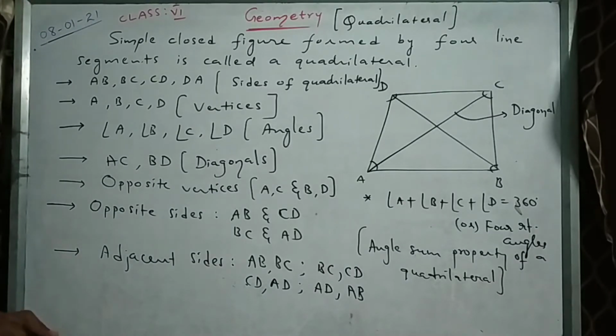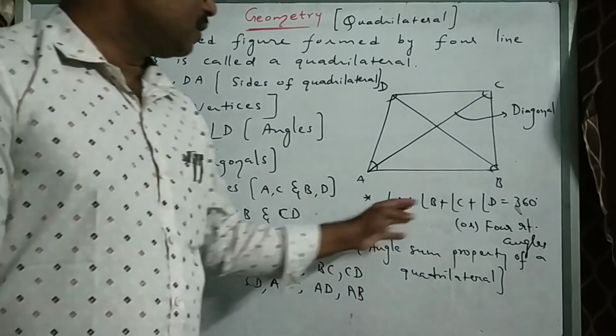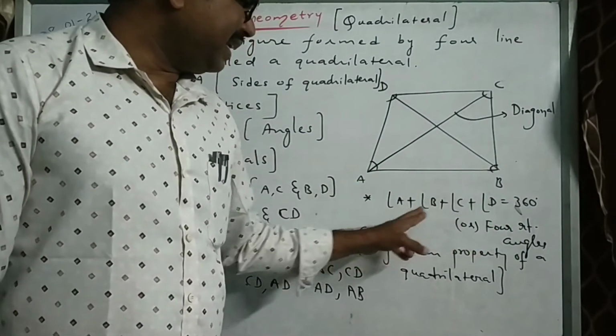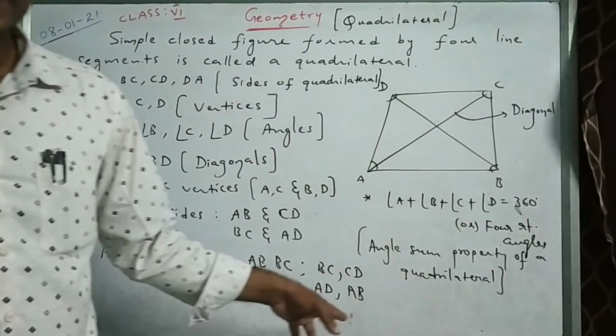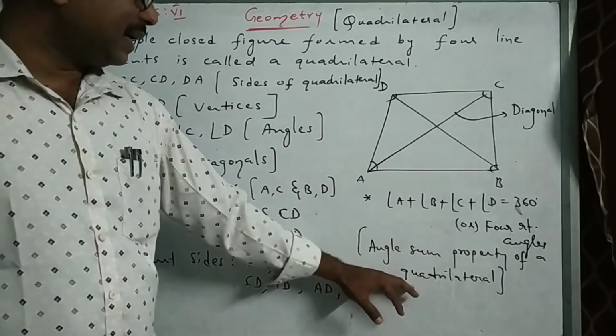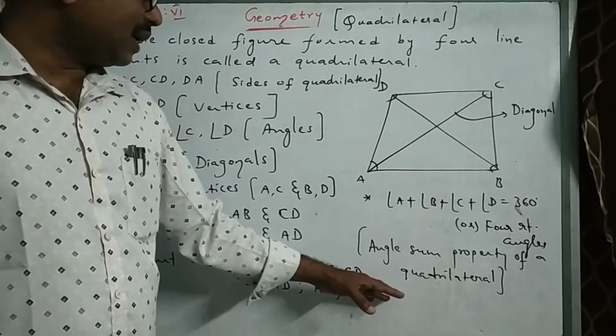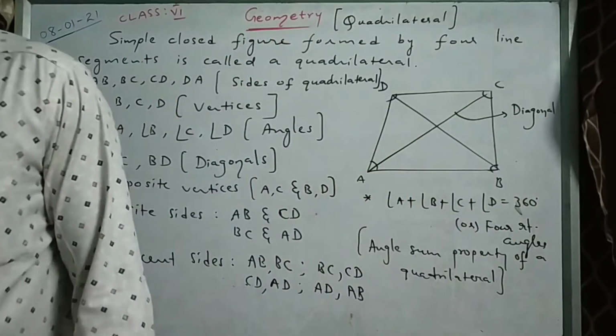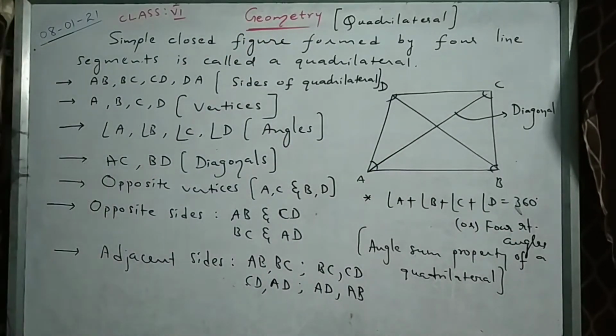So this is about quadrilateral, right? We use this concept, very important. Like the angle sum property of a triangle, we have angle sum property of a quadrilateral also. What is the quadrilateral property? The sum of four angles is equal to 360 degrees. Okay?